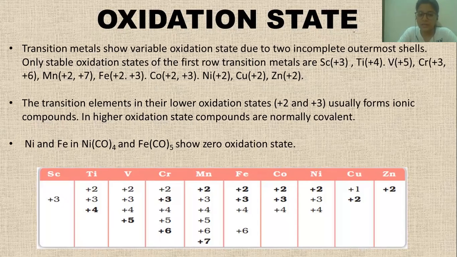The transition elements in their lower oxidation states, that is +2 and +3, usually form ionic compounds. In higher oxidation states, compounds are normally covalent. Nickel and iron in nickel carbonyl and iron pentacarbonyl show zero oxidation state. Here, in the middle of the series, the greatest number of oxidation states is shown by manganese.